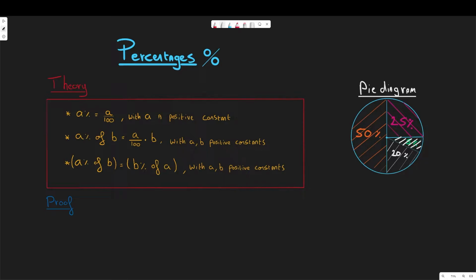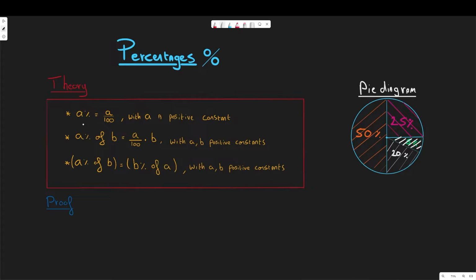Now, there is a definition of the percentage, which you can see right over here. So it states that a percent is equal to a over 100, with a positive constant. So a can be any constant, for example 0, 1, 1 over 4, 16 over 13, 104, and so on. It just has to be positive. It can be negative, but in practice it's always positive.